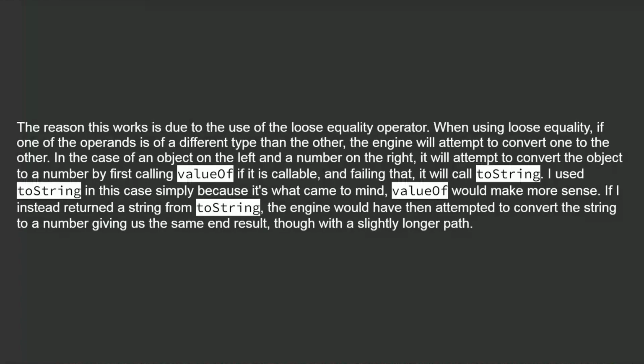valueOf would make more sense. If I instead returned a string from toString, the engine would have then attempted to convert the string to a number, giving us the same end result, though with a slightly longer path.